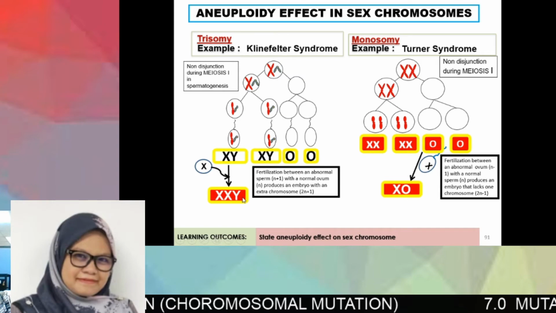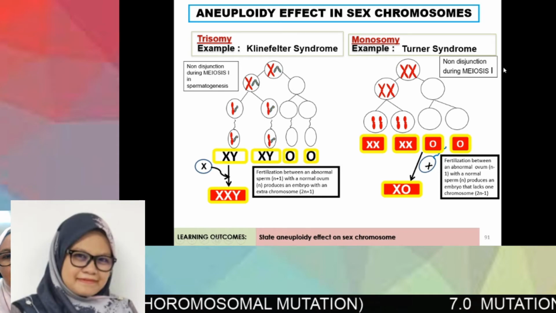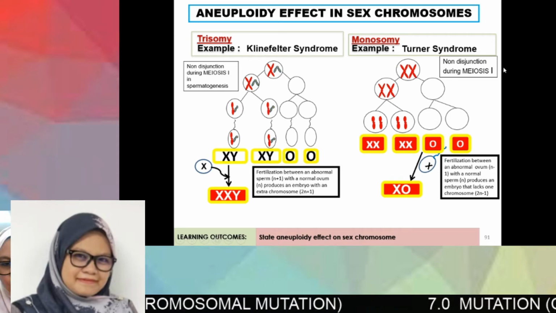Sepatutnya orang normal hanya ada 2 kromosom seks. Now dia dah ada 3. So XXY ini refer kepada Klinefelter syndrome. And then Turner syndrome pula berlaku bila during meiosis 1 of gametogenesis. Okay, ini contoh lah.